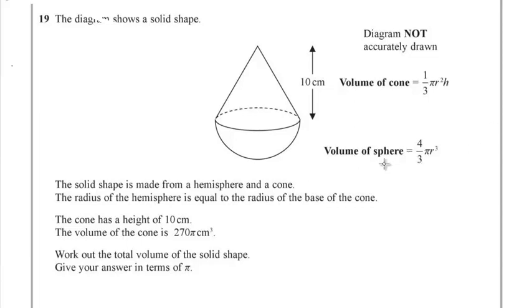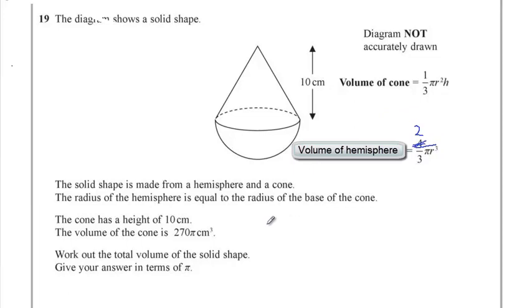Now the first thing is, if we look at this sphere, we haven't got the whole sphere, we've got half of the sphere. So instead of 4/3, straight away we can cross that 4 out and call it 2/3 pi r cubed. Okay, volume of cone, a third pi r squared h. Okay, what do we know? The volume of the cone is 270 pi centimeters cubed. So if we put that into this, we know the height is 10. We should be able to find the radius. And let's see what that does then.